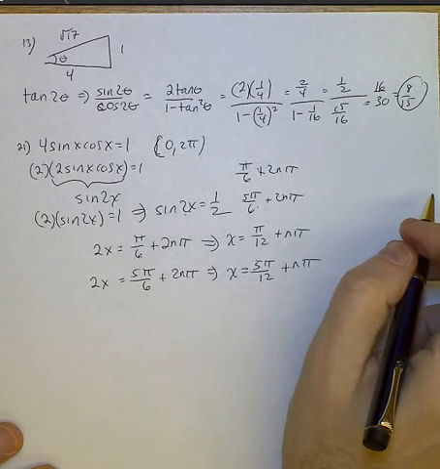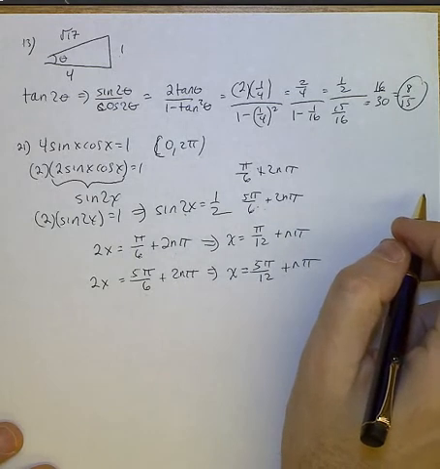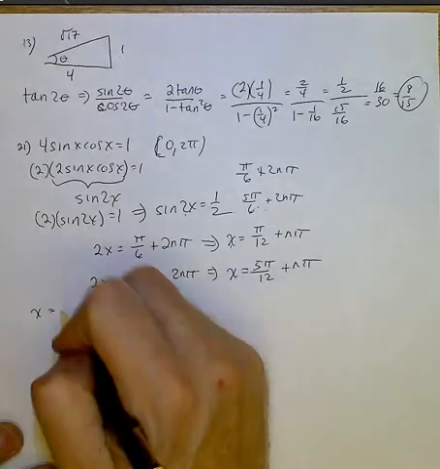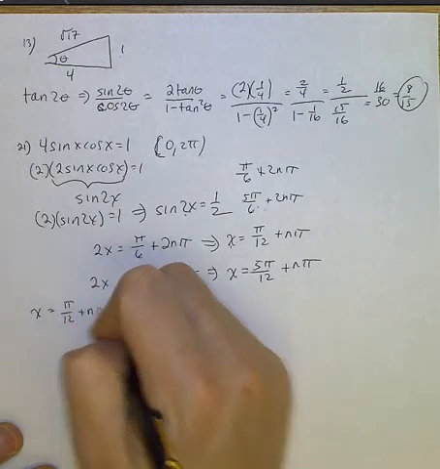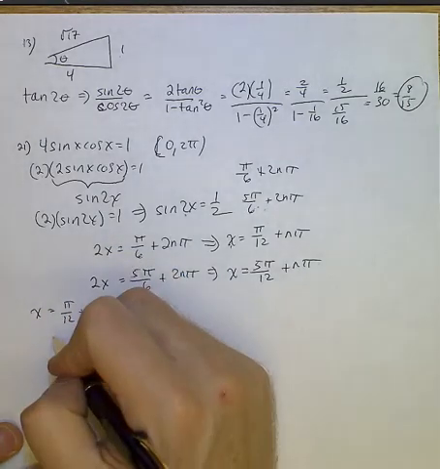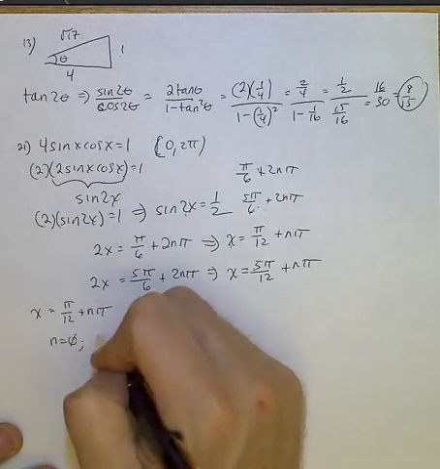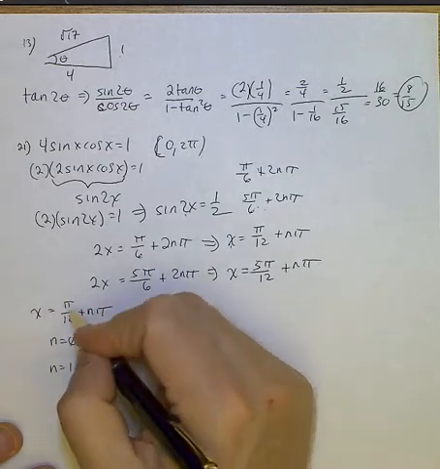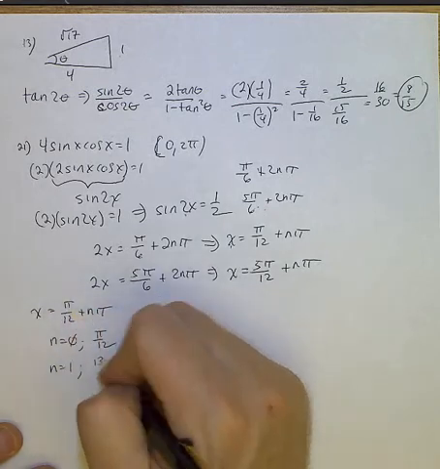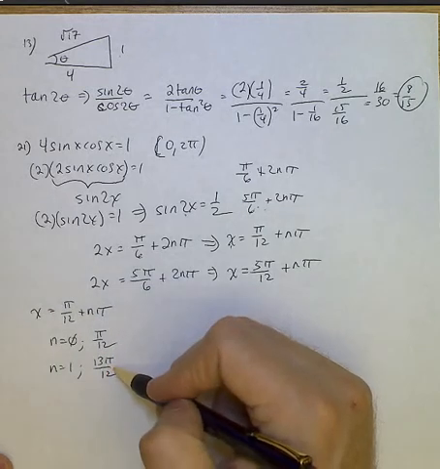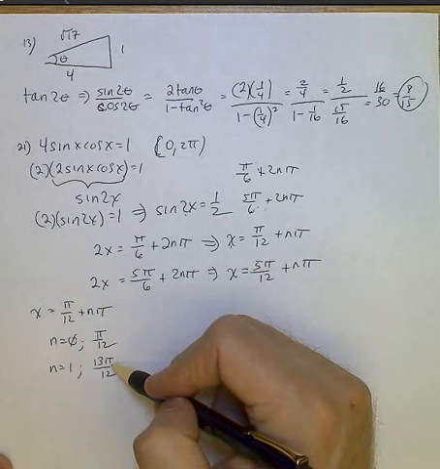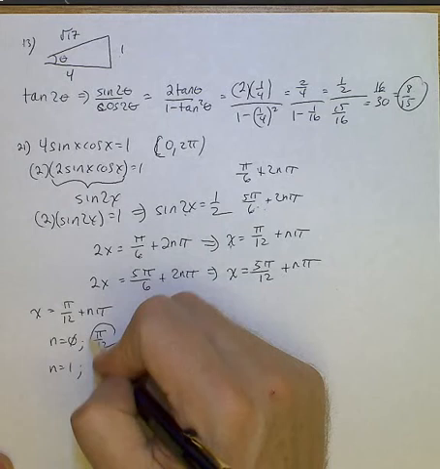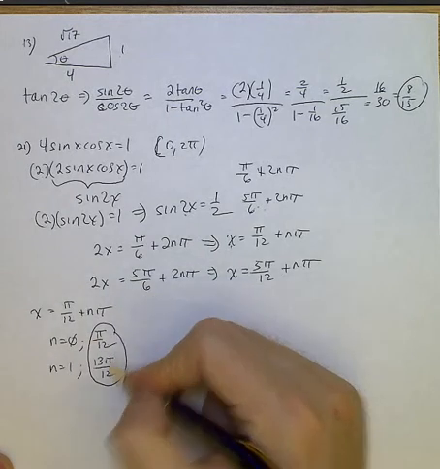Now, remember x is restricted to be between 0 and 2 pi. Let's take this first answer, which is x equals pi over 12 plus n pi. When n equals 0, x equals pi over 12. When n equals 1, it's pi over 12 plus pi, we get 13 pi over 12. This is still in the range of 0 to 2 pi. When n equals 2, we've now exceeded the upper limit of 2 pi. So there's two answers that are actually going to come out of this: one at pi over 12, one at 13 pi over 12.